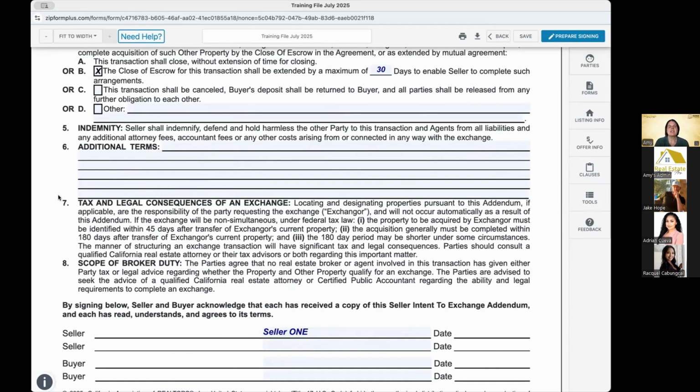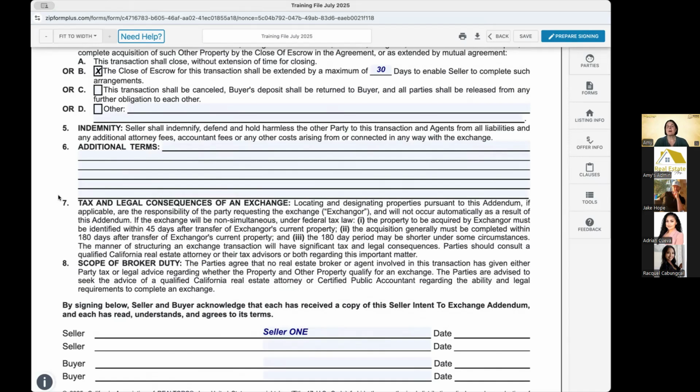If the exchange will be non-simultaneous under federal law, the property to be acquired by the exchanger must be identified within 45 days after transfer of exchanger's current property. The acquisition generally must be completed within 180 days after transfer of exchanger's current property, and the 180-day period may be shorter under some circumstances. The manner and structure of an exchange transaction will have significant tax and legal consequences. Parties should consult a qualified California real estate attorney or their tax advisors or both regarding this important matter.